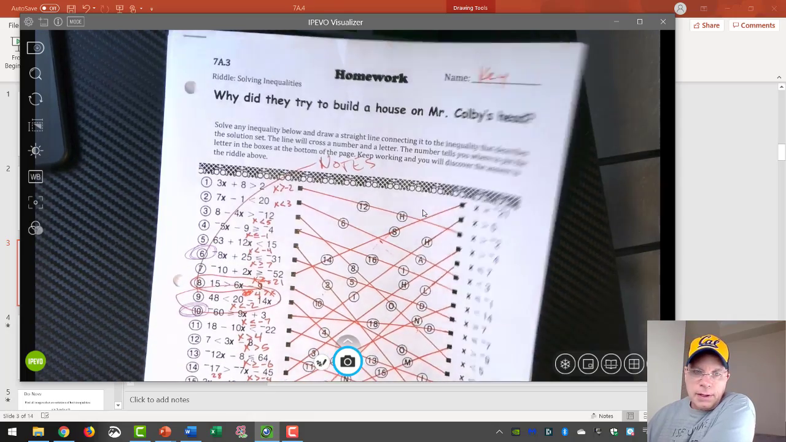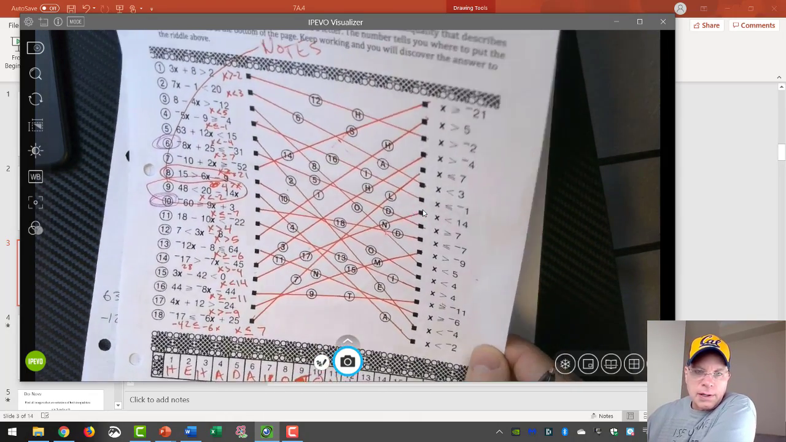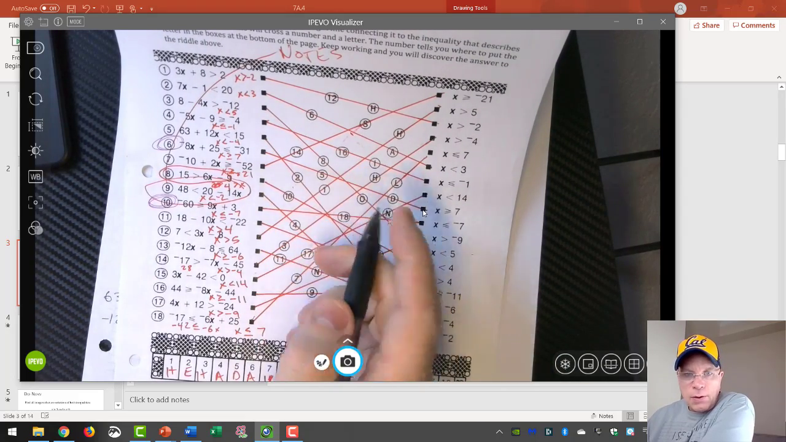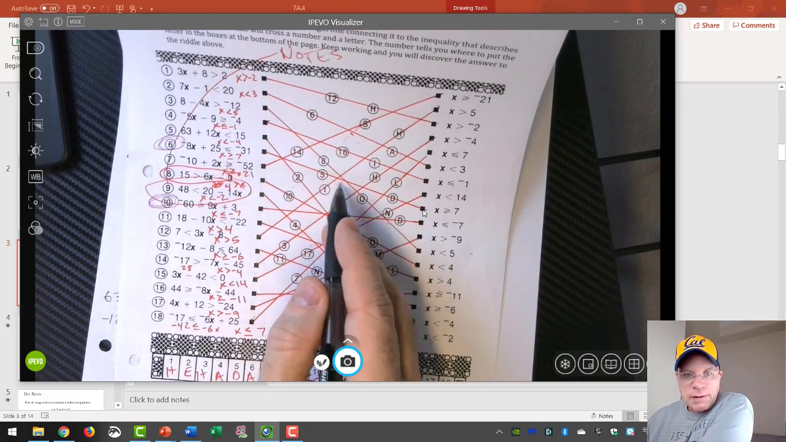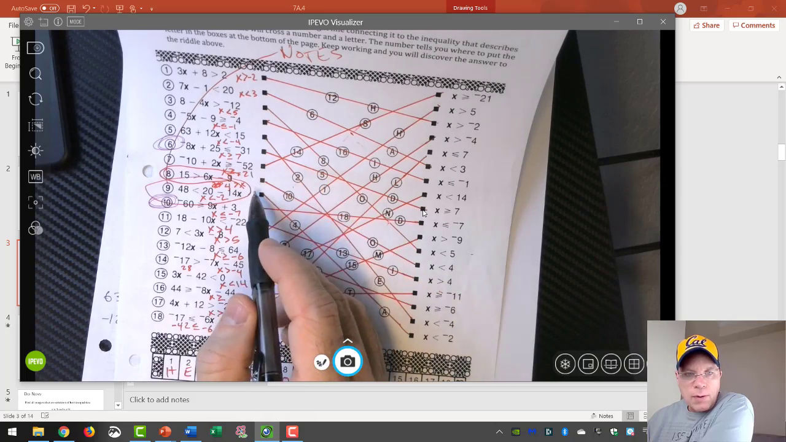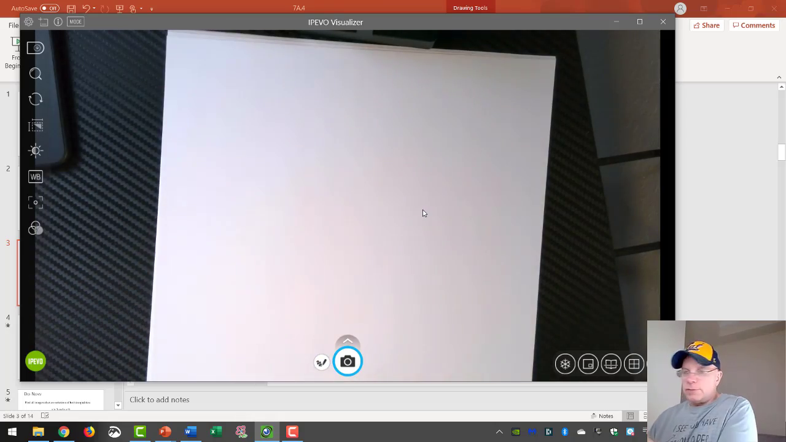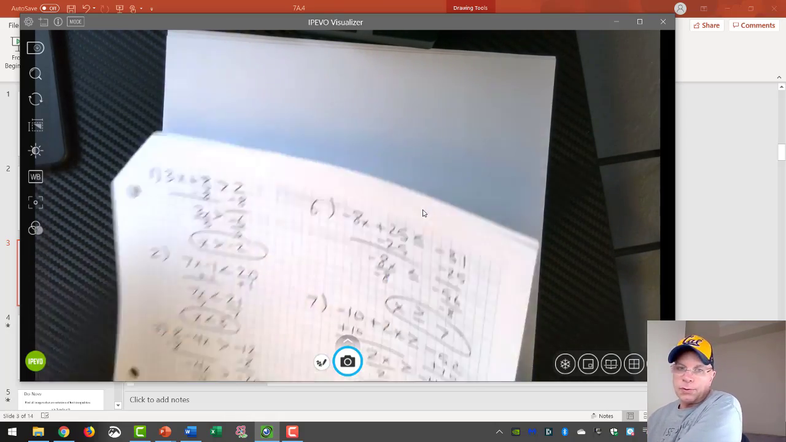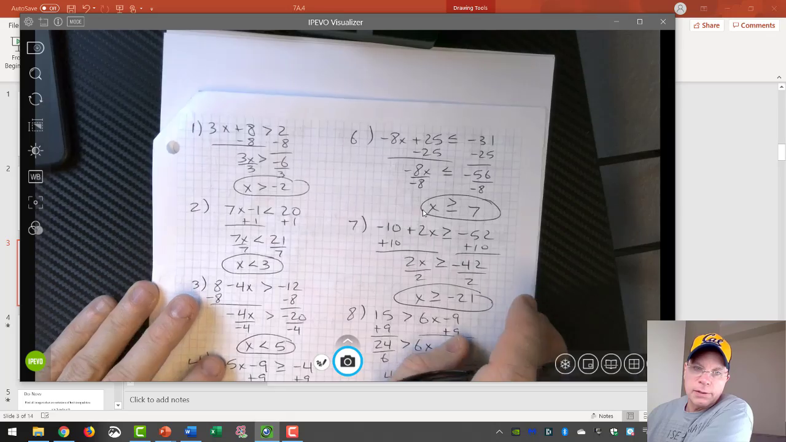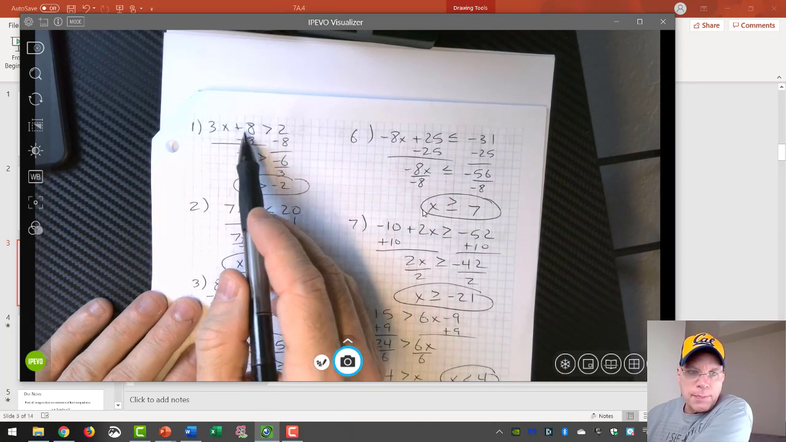Anyway, if as you were doing these, you noticed that your lines did not go through a number and a letter, you may have realized something wasn't going well, and you can go back and check your work. But let's go over these just to show you that I don't just ask you to show your work neatly and well. Here's mine on scratch paper.